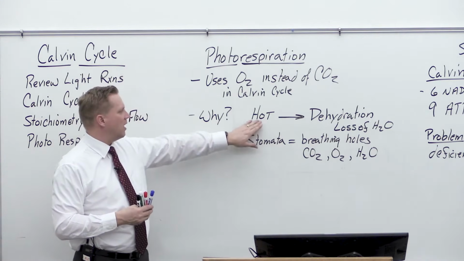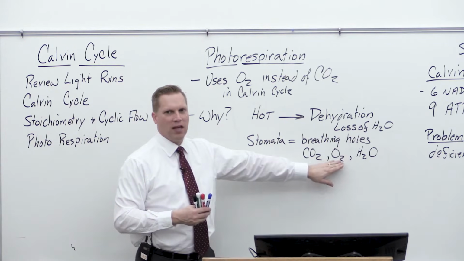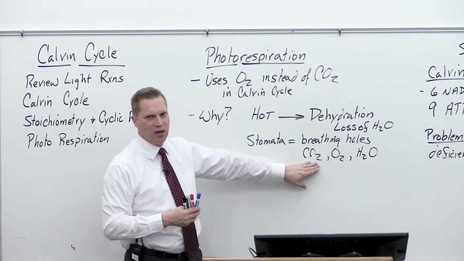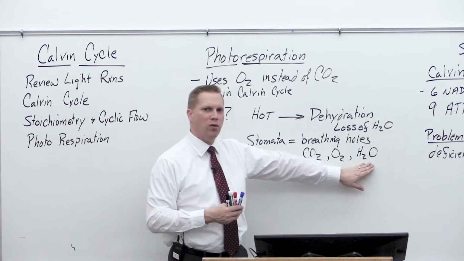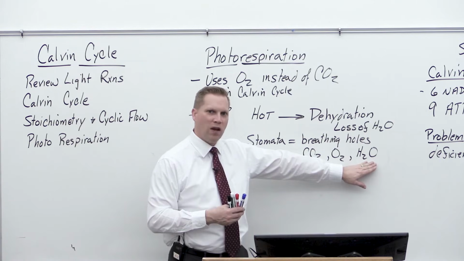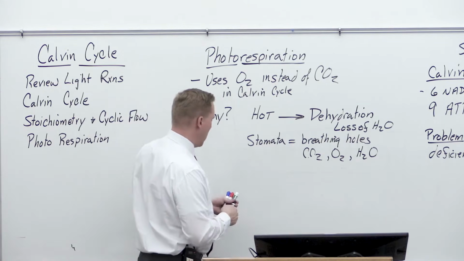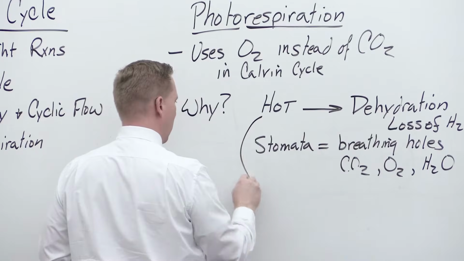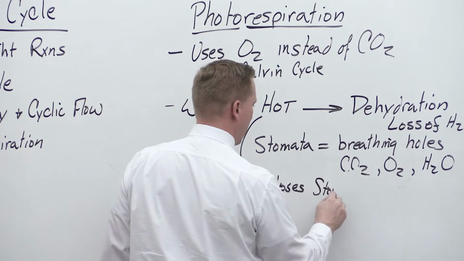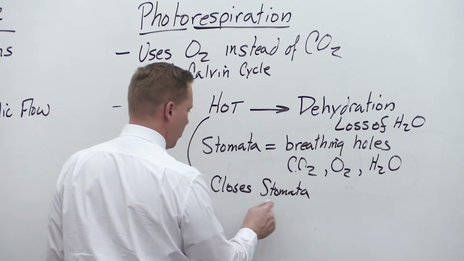And so during the day, it's hot. If the stomata are open, we can exchange these gases. We can get rid of our excess O2. We can take in new CO2. The plant can essentially breathe. However, it also loses water vapor through those stomata. And if it loses too much water vapor, then the plant will dehydrate and die. So during the hottest part of the day, when it's really hot, the plant actually closes the stomata. And they close the stomata in order to save themselves from dehydration.